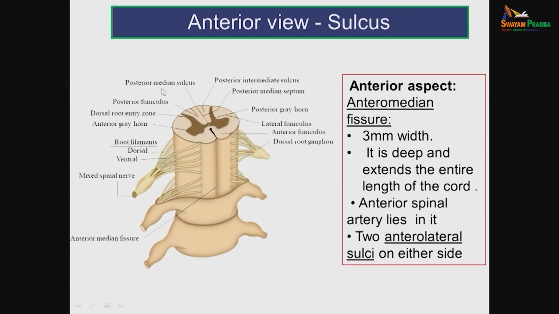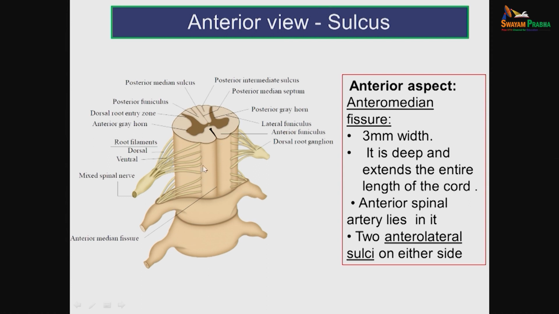So, this is the anterior view. First is the anterior median fissure. It is a fissure which is 3 mm in width. It is deep and extends through the entire length of the cord. As you can see from this picture, the anterior median fissure extends through the entire length of the cord, and the structure present in the anterior median fissure is the anterior spinal artery.